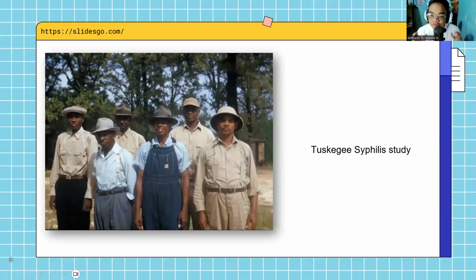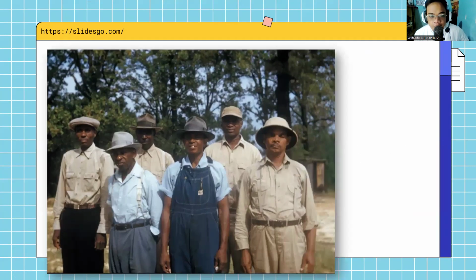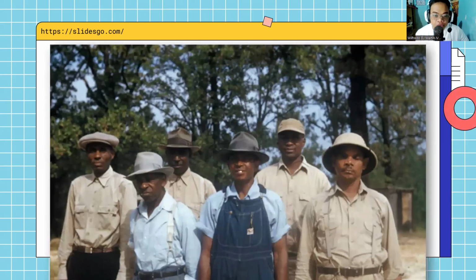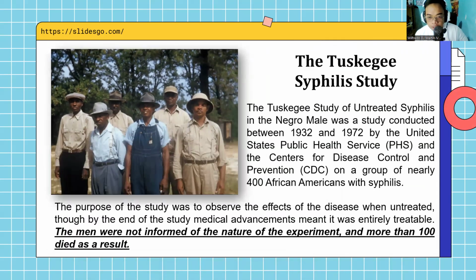But to give you a sort of introduction before we start with the actual lesson, I'd like to tell you a story about, unfortunately, people who experienced a sort of humanitarian problem, which is, of course, the Tuskegee syphilis study. So, who were these people? Well, these people were a bunch of African American males who were experimented on. It's a study that happened between 1932 and 1972 by the United States Public Health Service and the Center for Disease Control and Prevention.